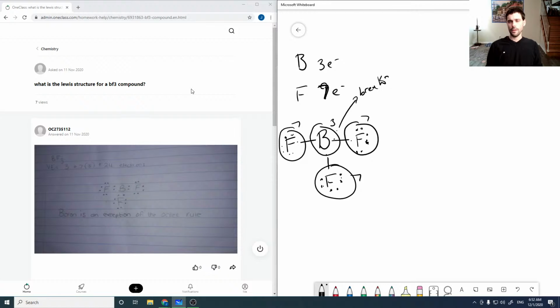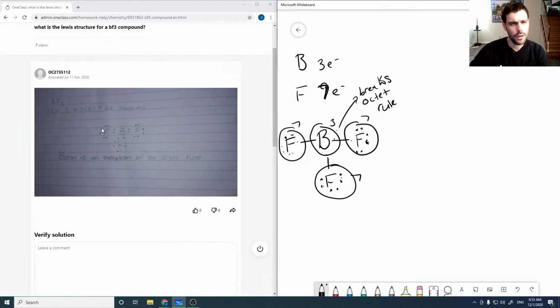And so in the end, this molecule just prefers to be like this, and boron is essentially one of the main atoms that breaks our octet rule, or main exceptions to our octet rule. So there's only 6 electrons around boron, and it's fine. So if we check here, there's our electron count, and boron is an exception to the octet rule. So this looks good.